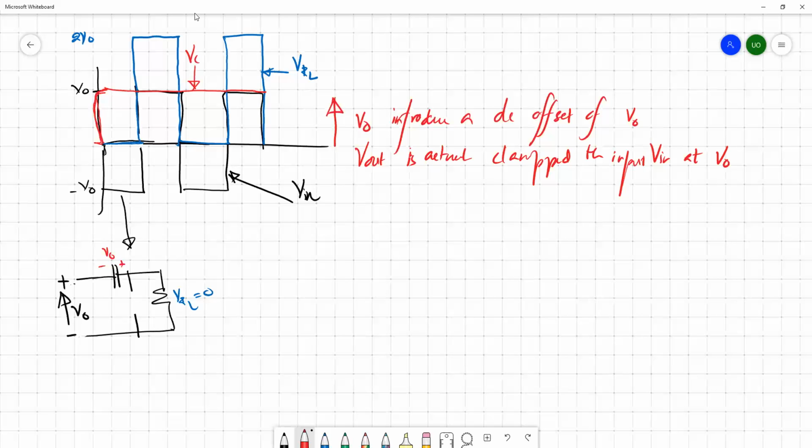So it means once you apply V0, this kind of symmetric square waveform, this clamper can clamp the input signal at V0. So it basically introduces a kind of DC offset to the circuit. So then only you can push your input signal to this. The input is actually between V0 and minus V0, and your output would be at 2V0 and 0.